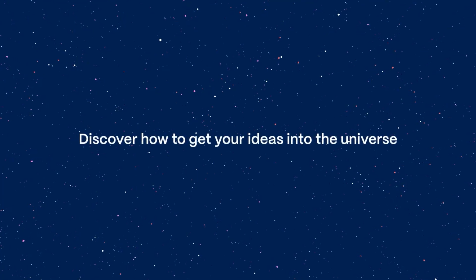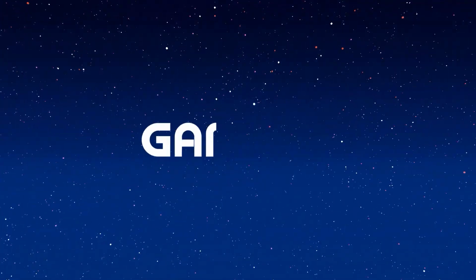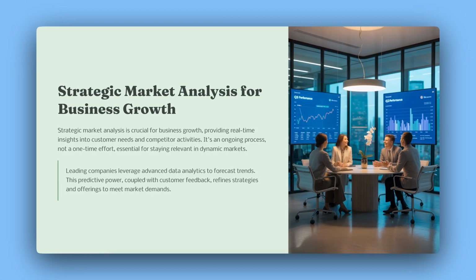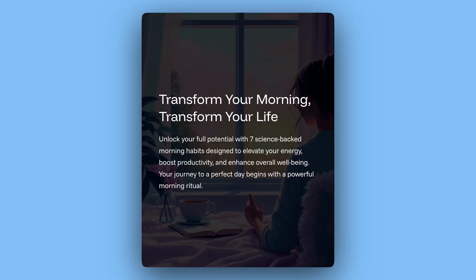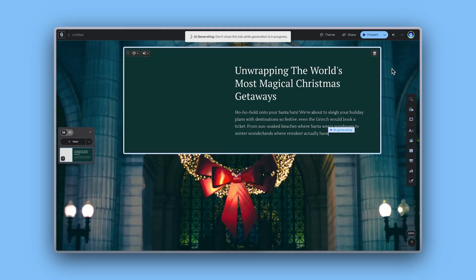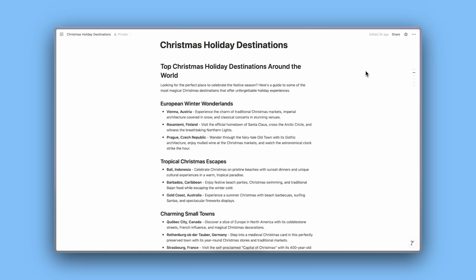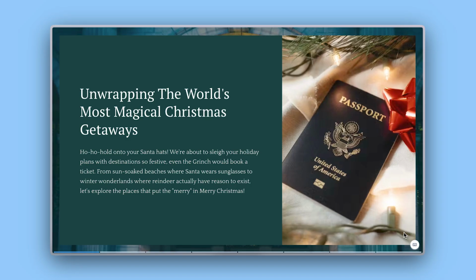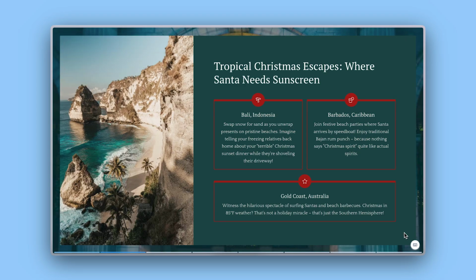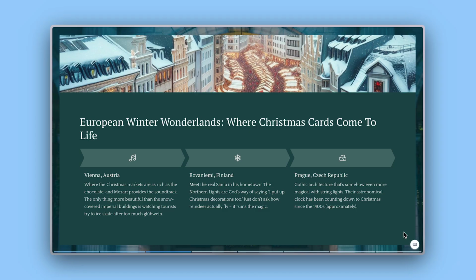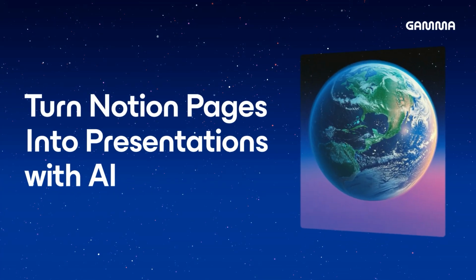Discover how to get your ideas into the universe. With Gamma, you can create beautiful presentations, documents, web pages, and social media content in seconds with AI. Today, we'll show you how you can turn a Notion page into a stunning, structured presentation in just a few clicks. Let's dive into it.